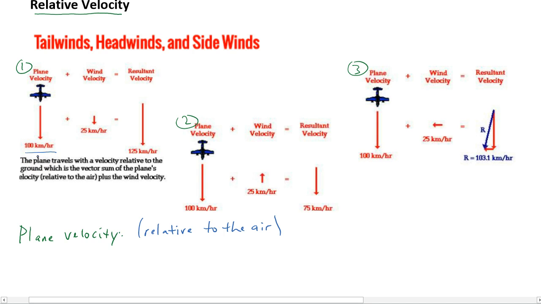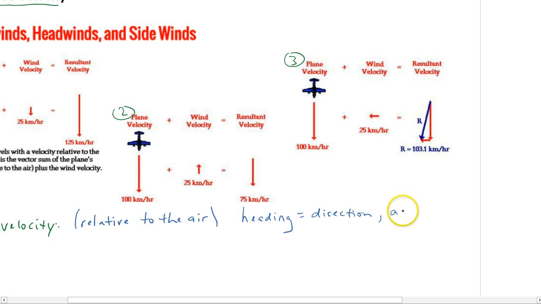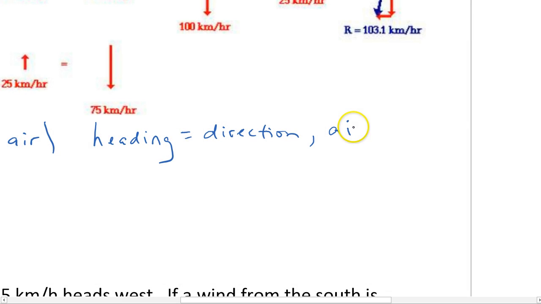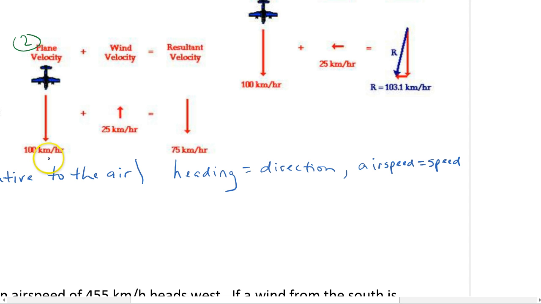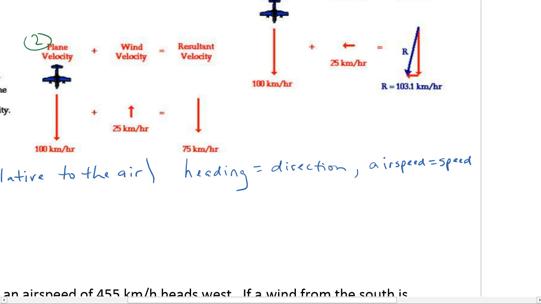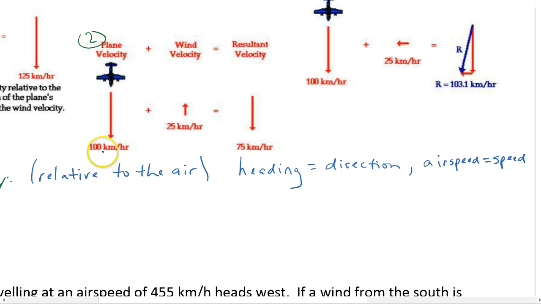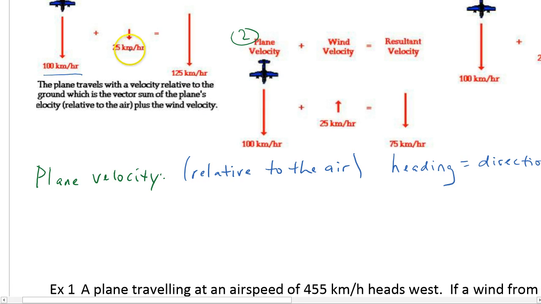Sometimes we use the word heading to talk about the direction, and for the speed we'll often use the word airspeed. The airspeed will equal the speed. So when I say that the plane has a plane velocity of 100 kilometers per hour, that means that if there was no wind at all, it would also be going 100 kilometers per hour with respect to the ground. But because there is a wind, and in the first question it's going in the same direction, it adds together.